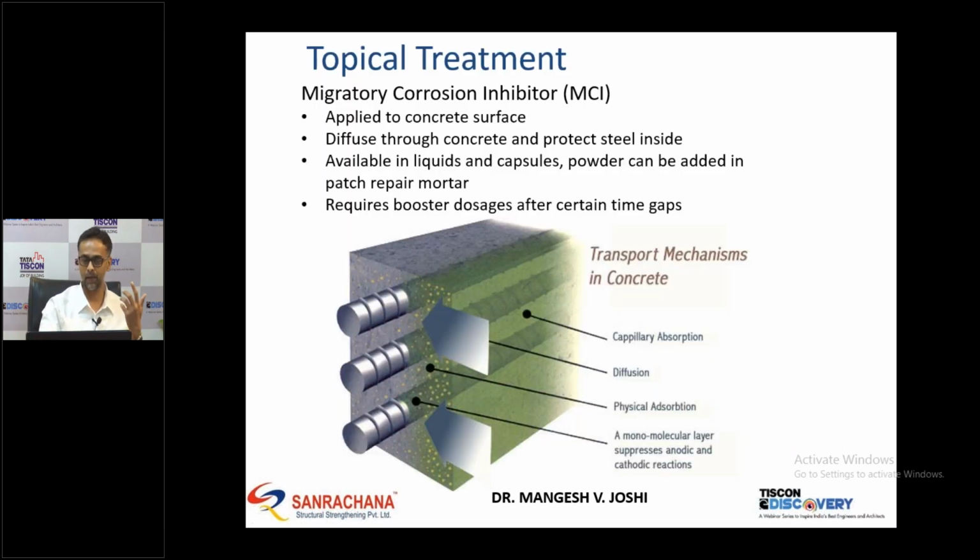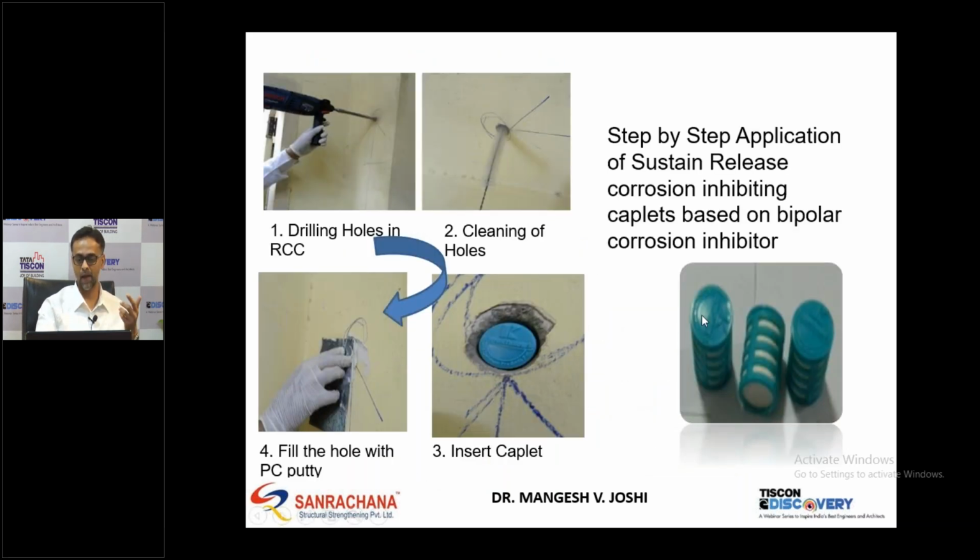Then we have a topical treatment or migratory type of corrosion inhibitor which can be applied on the concrete surface. It has very high affinity towards steel, so it will pass through the concrete and protect the steel reinforcement inside. Those are available in this type of capsules also. It's like a vapor phase inhibitor, like your naphthalene balls, so it gets vaporized and it will protect the steel inside.